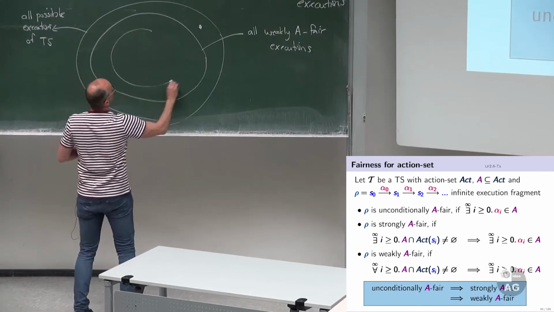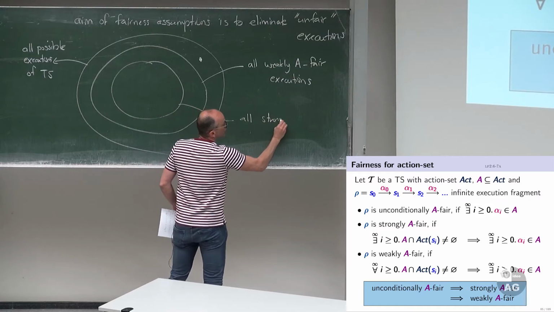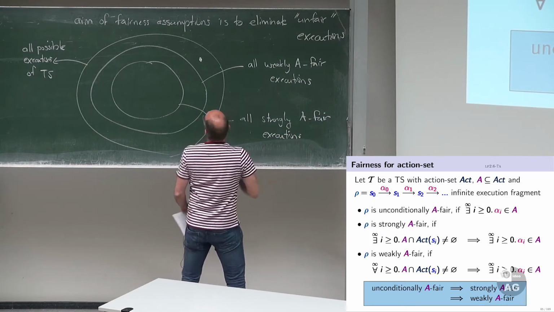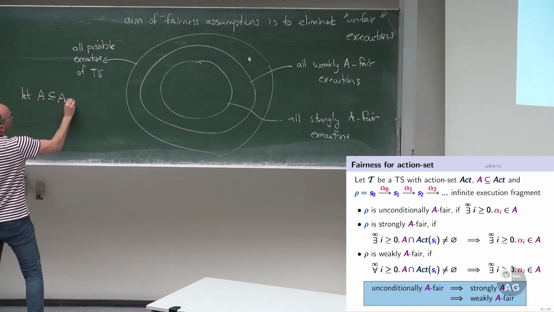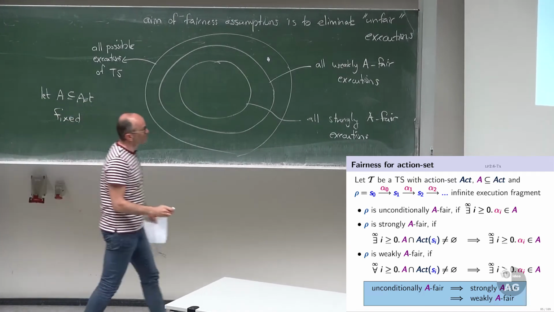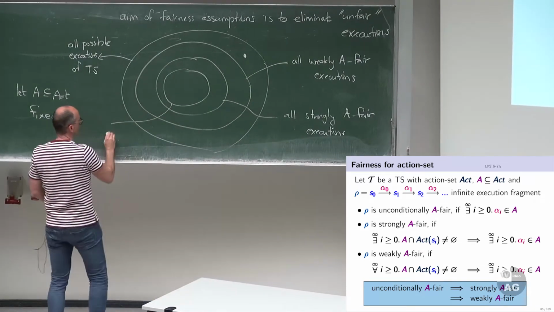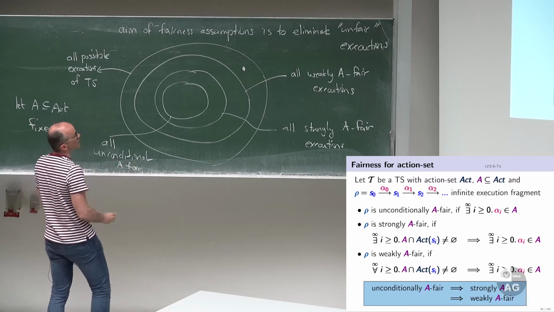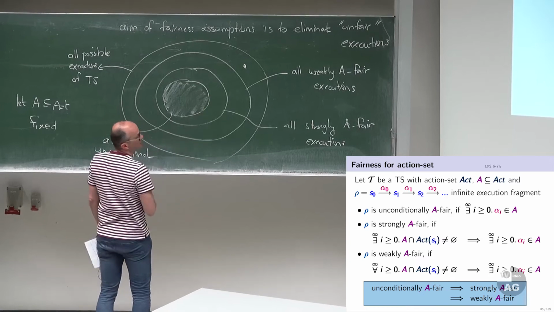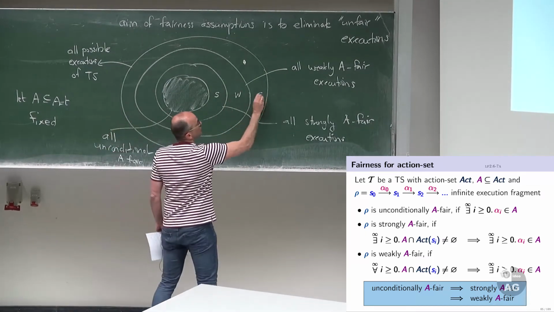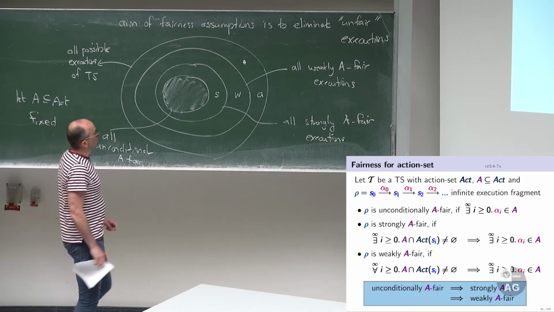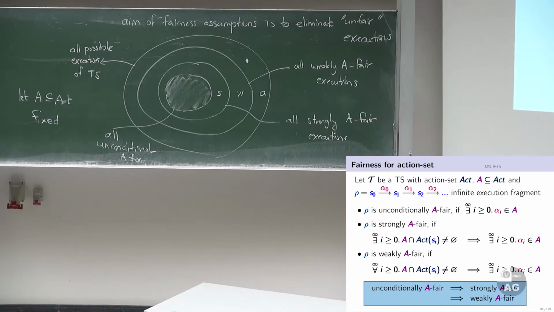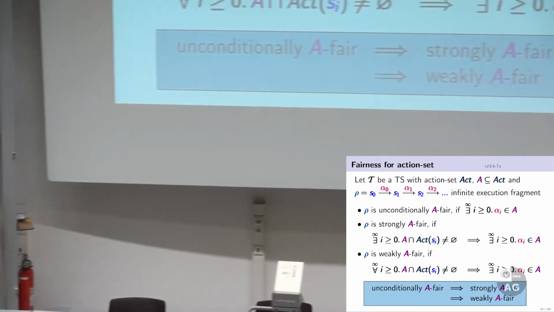Good, then there is strong fair. And here is the set of all strongly A fair executions, and of course I have to take the same set A. To make this clear, let A be a subset of the actions and fixed. And then somewhere here there is all the unconditional. So this is unconditional, strong, weak, all. So with unconditional fair, you rule out more behaviors than by strong and by weak.